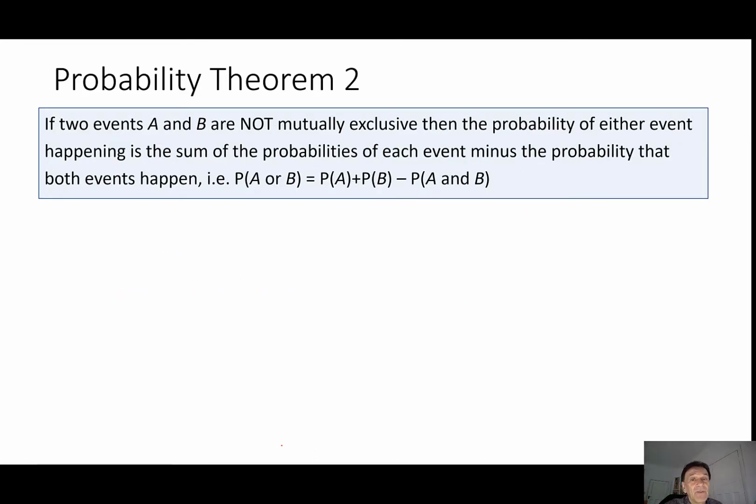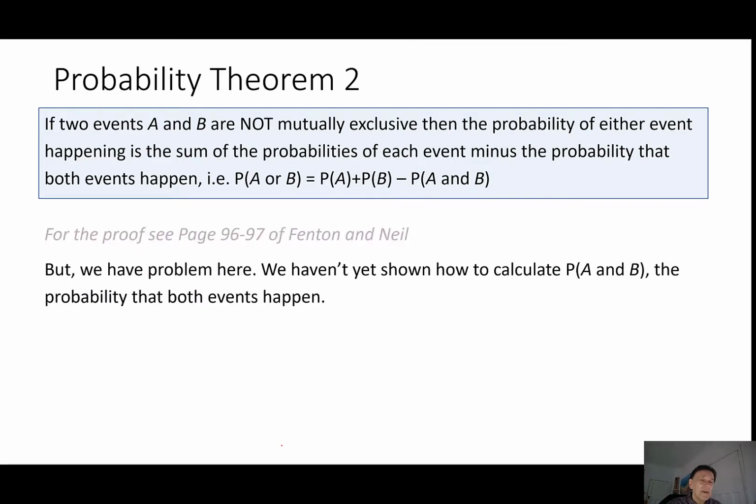We can prove other theorems. For example, so far, we know what the probability of A or B is when A and B are mutually exclusive. But if they're not mutually exclusive, then the probability of A or B is the probability of A plus the probability of B minus the probability of A and B, i.e. the probability that A and B both happen. Now, I'm not going to show you the proof of this. It's on pages 96 to 97 of the book.